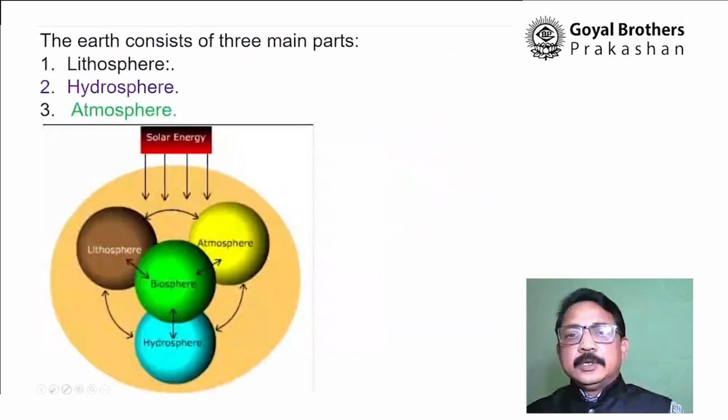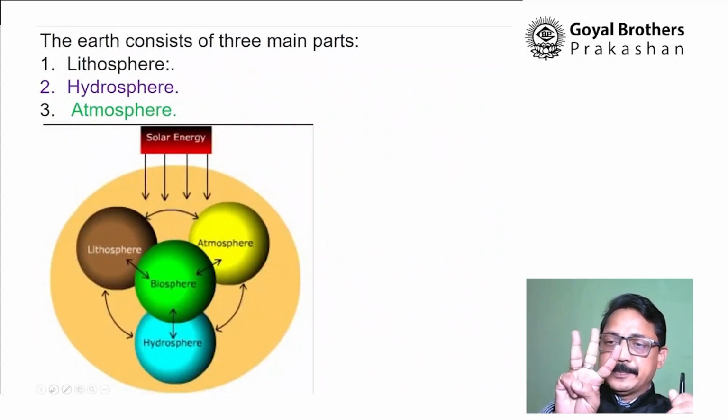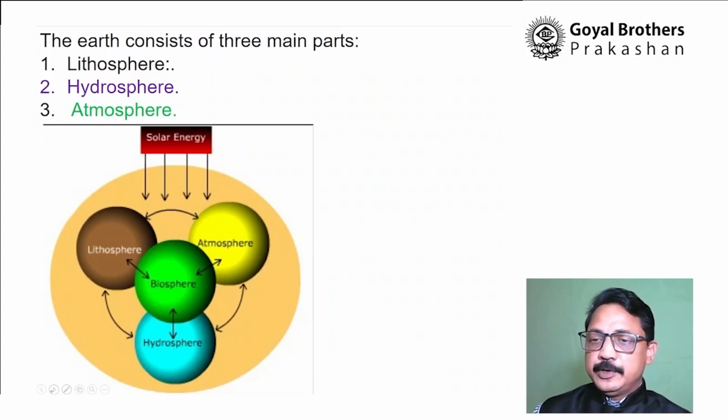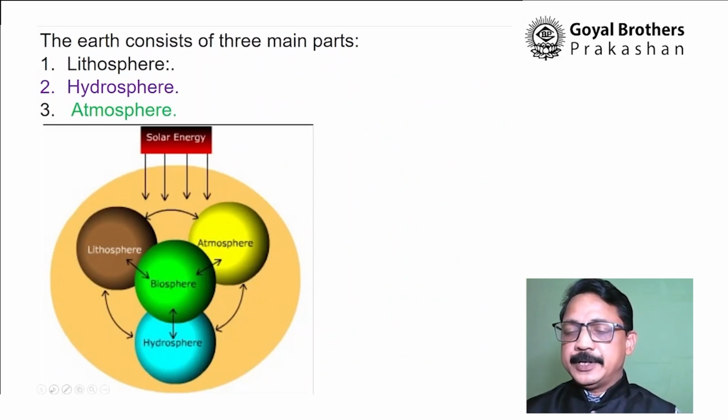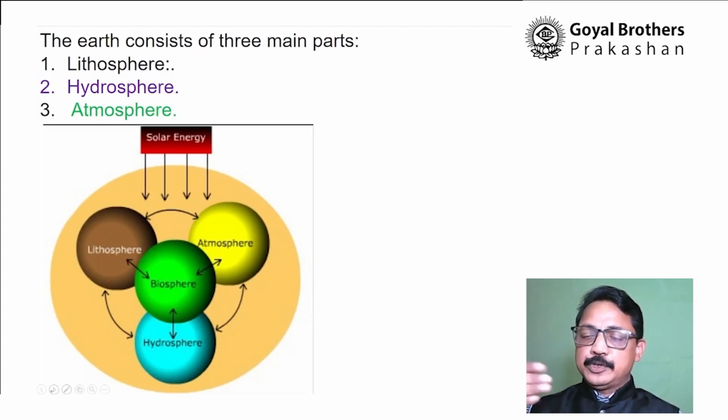Okay, now our Earth consists of three spheres, and from those three spheres, a fourth sphere has originated. The first sphere of the Earth is called the lithosphere, which is made up of rocks. Hydrosphere, made up of water. Atmosphere, made up of gases. And these three spheres together have resulted in the origin of one more sphere called the biosphere, where living things are present.